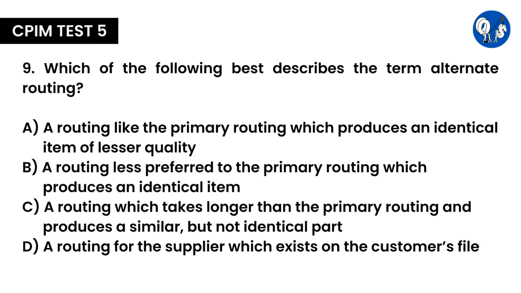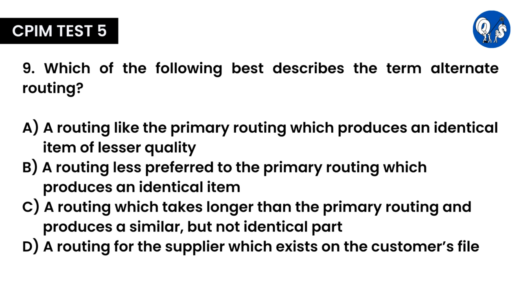Question number 9. Which of the following best describes the term alternate routing? A. A routing like the primary routing which produces an identical item of lesser quality. B. A routing less preferred to the primary routing which produces an identical item. C. A routing which takes longer than the primary routing and produces a similar but not identical part. D. A routing for the supplier which exists on the customer's file.